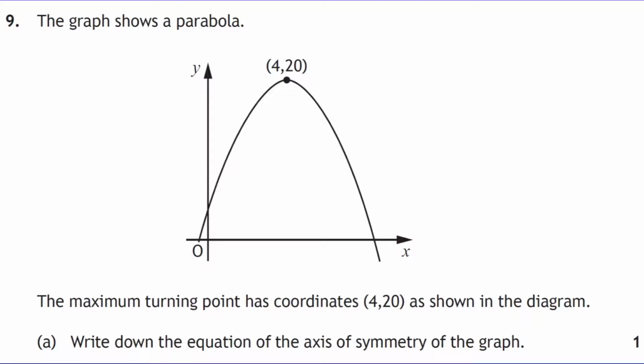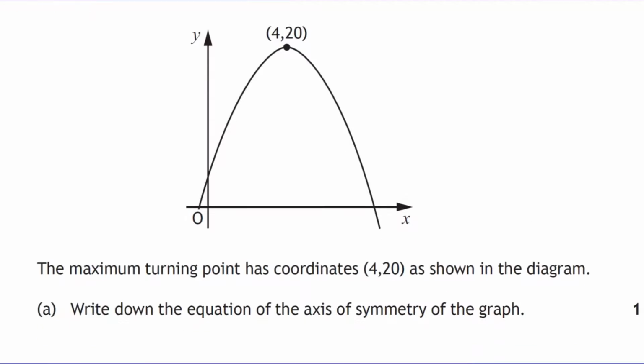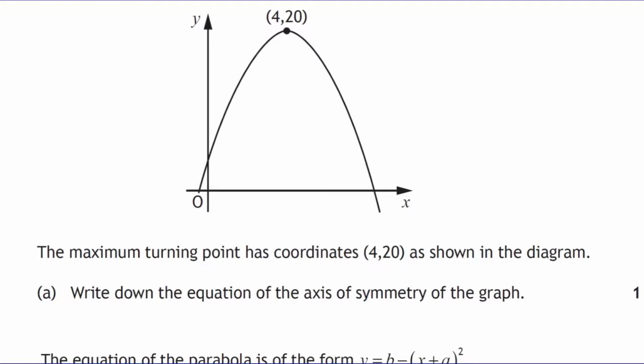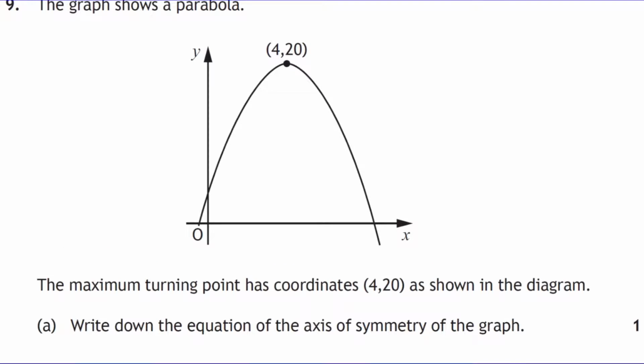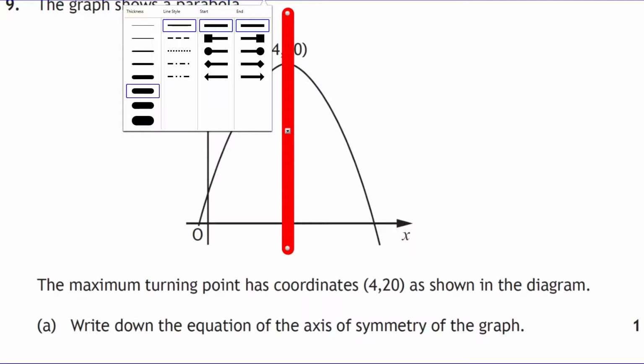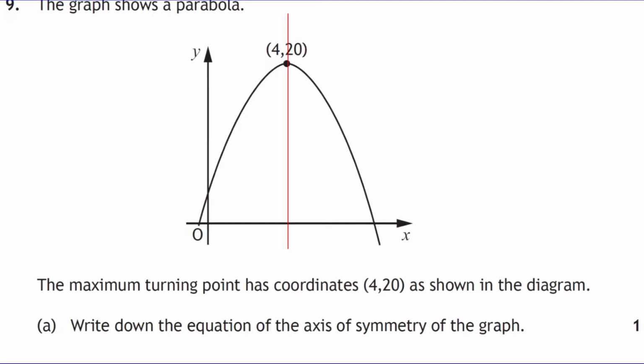Question 9, little parabolas question. So it's giving you the turning point, write down the equation of the axis of symmetry. Okay, so the axis of symmetry goes straight through the middle of the graph, so we've got a line going straight down through the middle, essentially. Well, that's a thick line. Let's change that. Okay, so we've got a line going straight down the middle there, and that's our axis of symmetry.